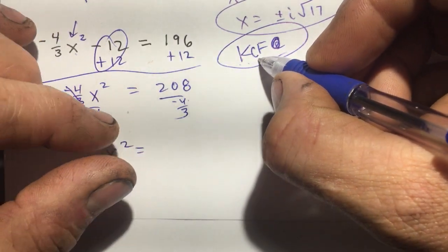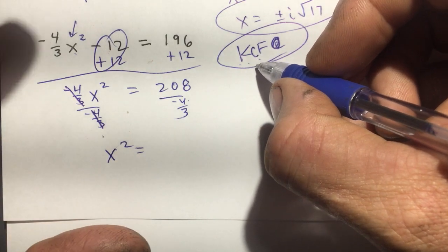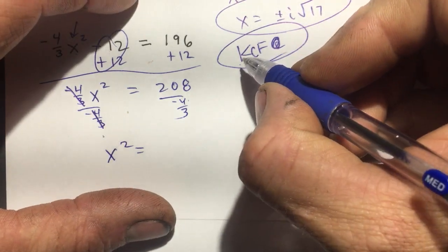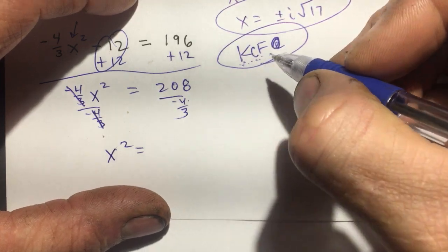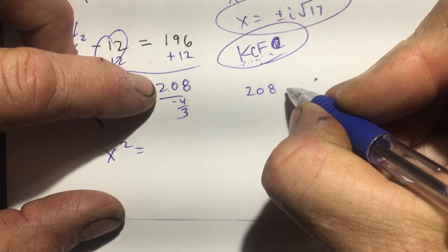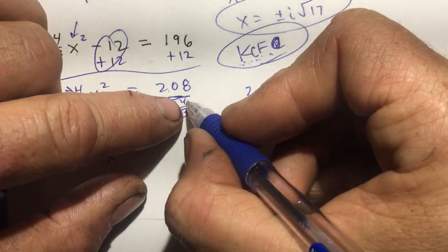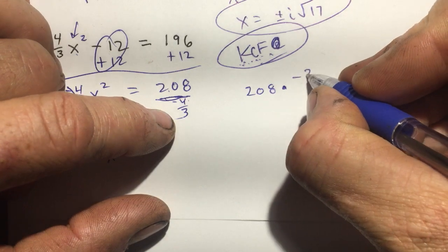Keep, change, flip. I got KFC on the brain, not KCF. I'm hungry. But it's KCF. Keep, change, flip. So I keep the 208. I change from divide to multiply. And then I flip this negative 4/3 to negative 3/4.